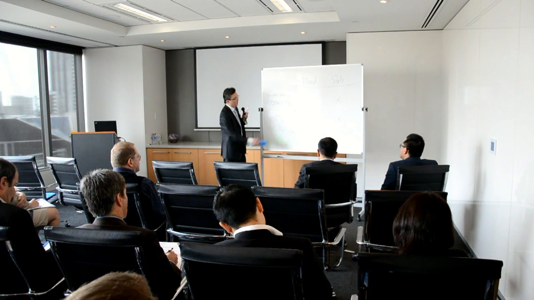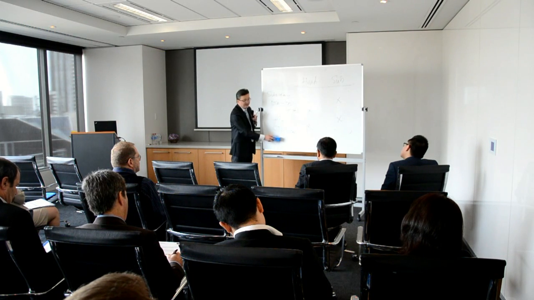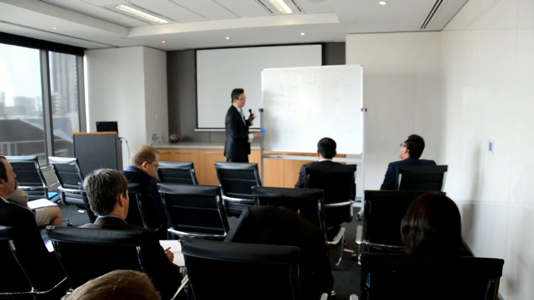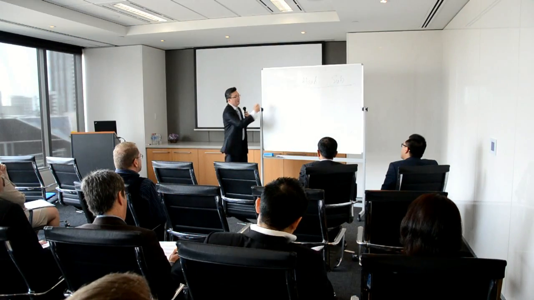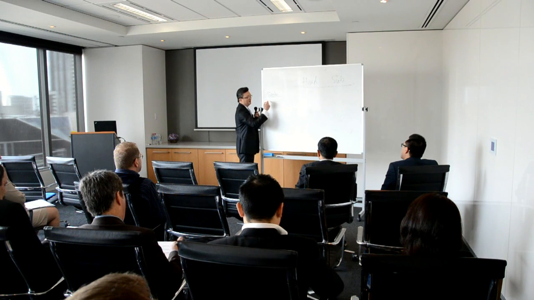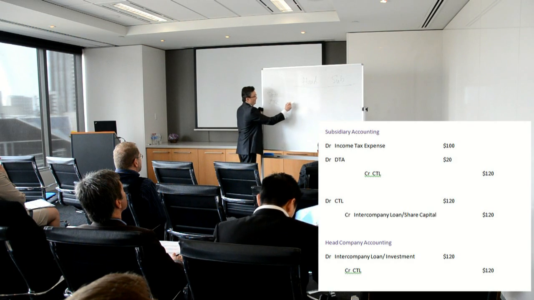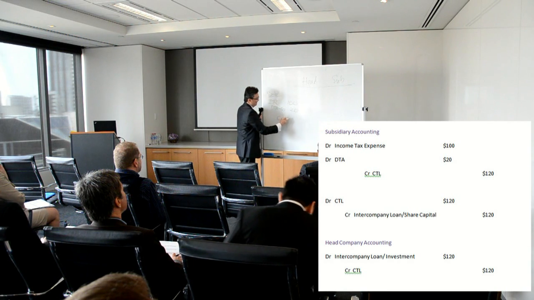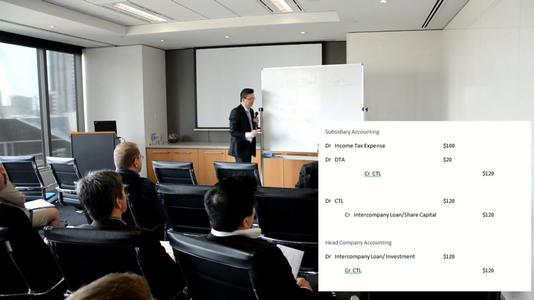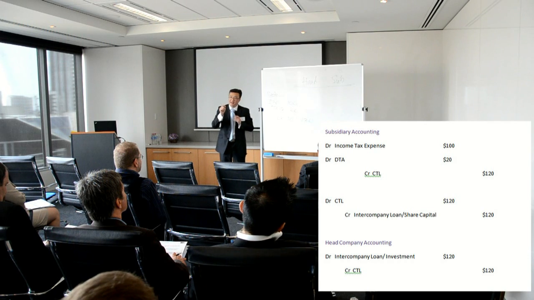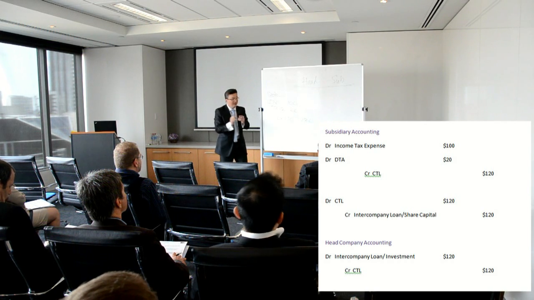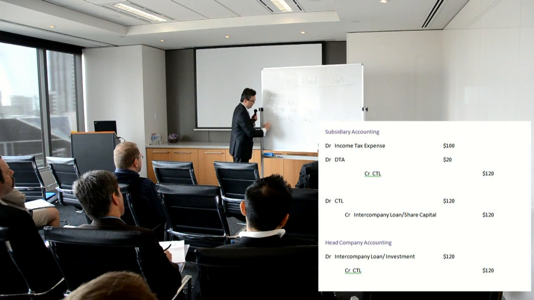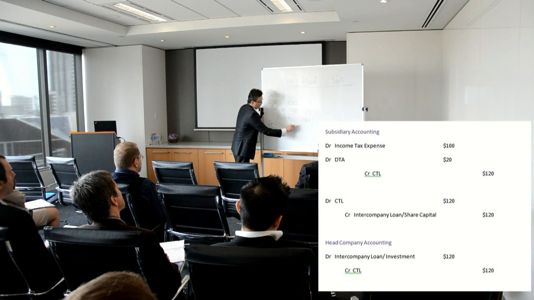So the subsidiaries need to firstly recognize these entries, and then post an entry to show the assumption of certain balances to the head company. This is subsidiary accounting. Your sub has this entry, shortcut: income tax expense 100, DTA temporary difference of 20, credit CTL 120. As I said earlier, the current tax liability of the subsidiary is immediately assumed by the head company. So the subsidiary needs to debit the CTL by 120.